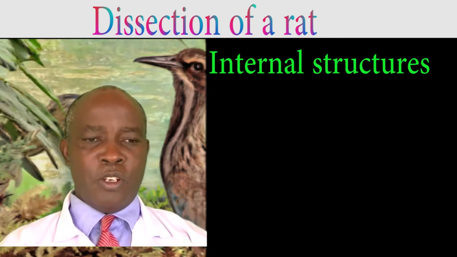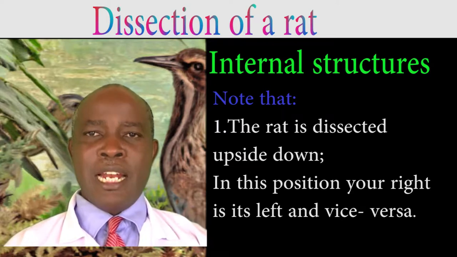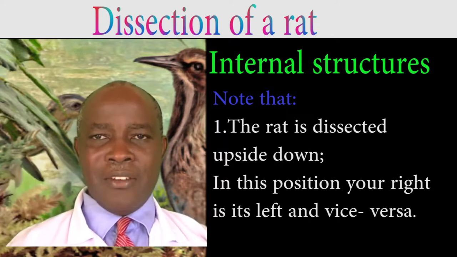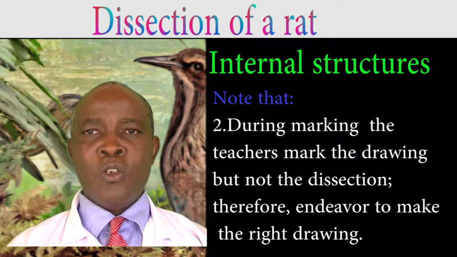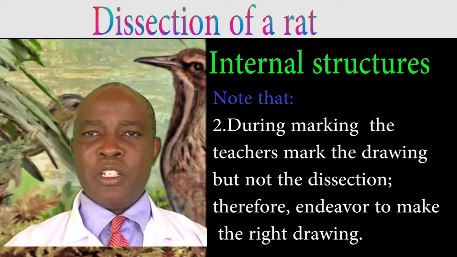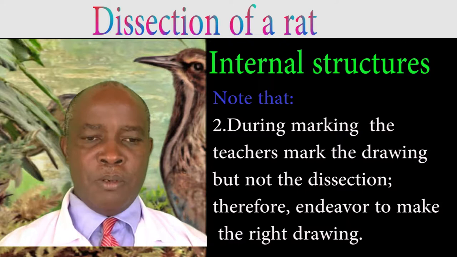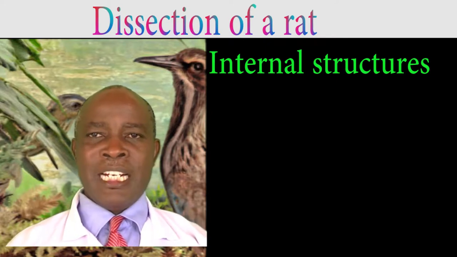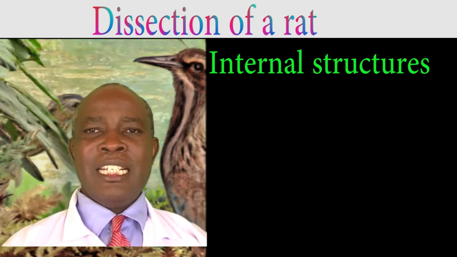Internal structures of a rat. Note that the rat is dissected upside down. In this position, your right is its left, and your left is its right. During the marking, the teacher marks the diagram, not the dissection. Therefore, spend enough time and draw as accurate a diagram as possible. We are going to dissect a rat based on common examination questions to give you an idea how the exam is likely to be.